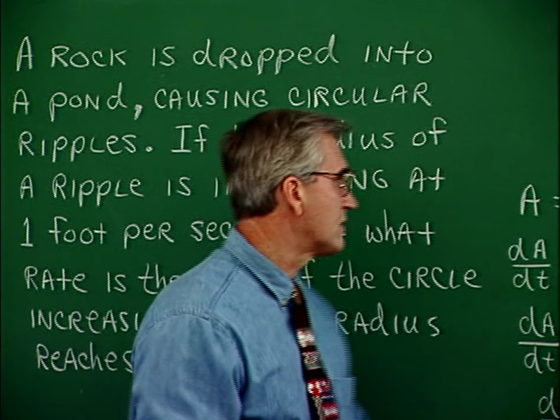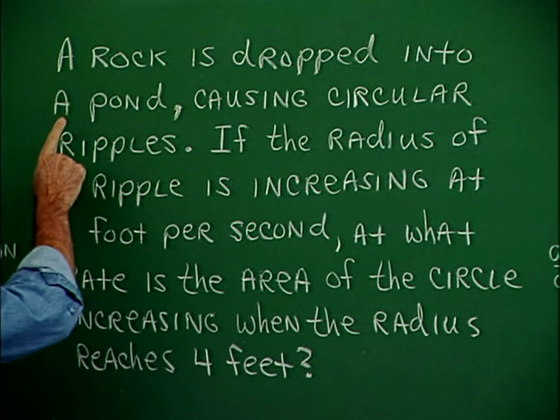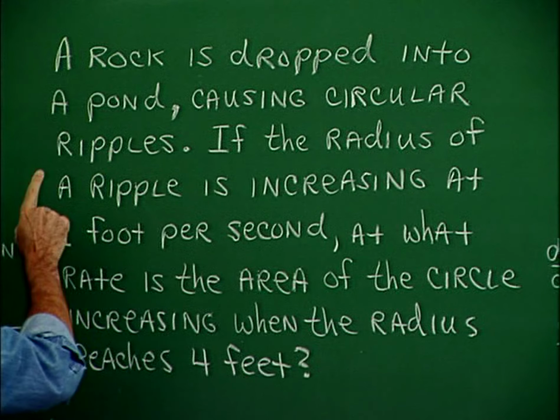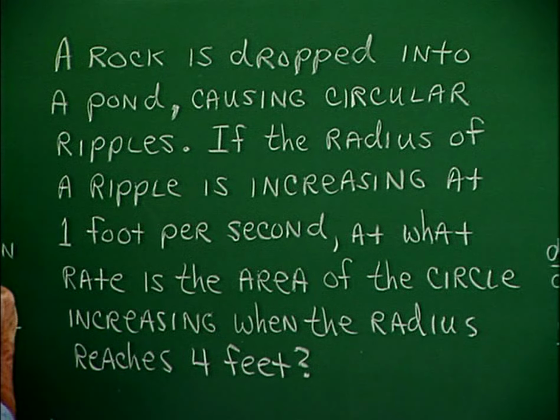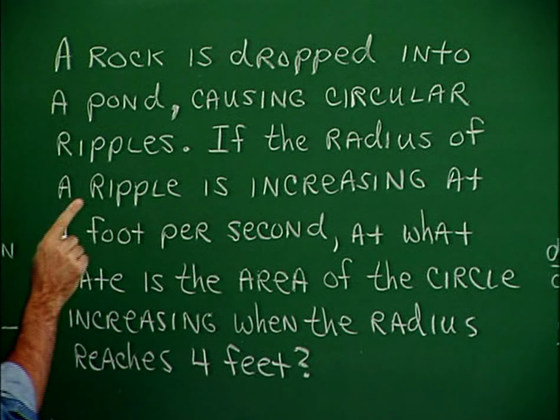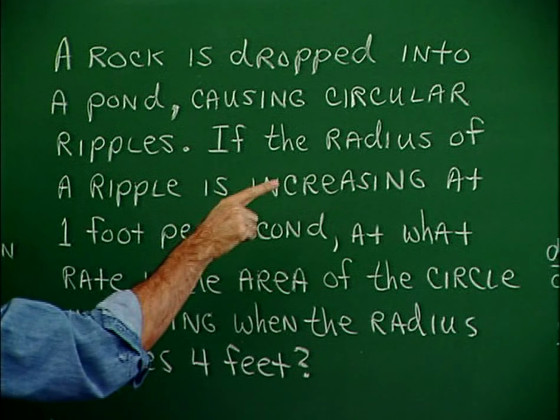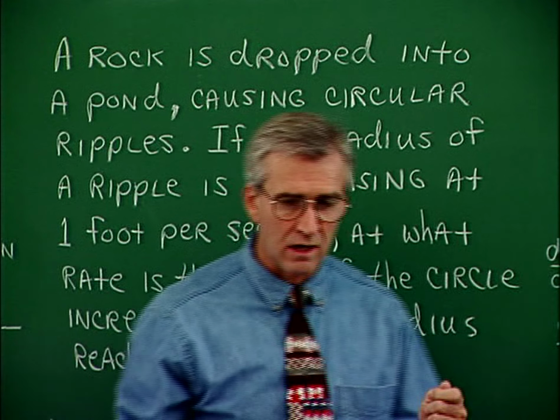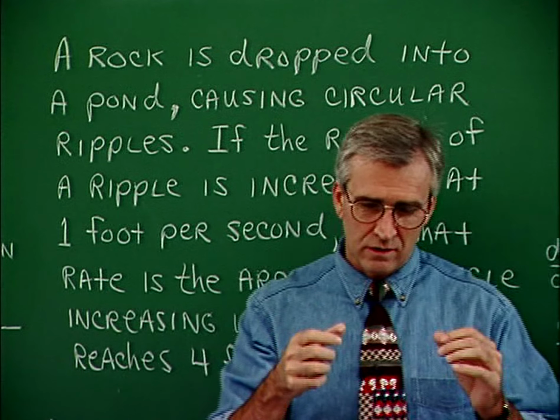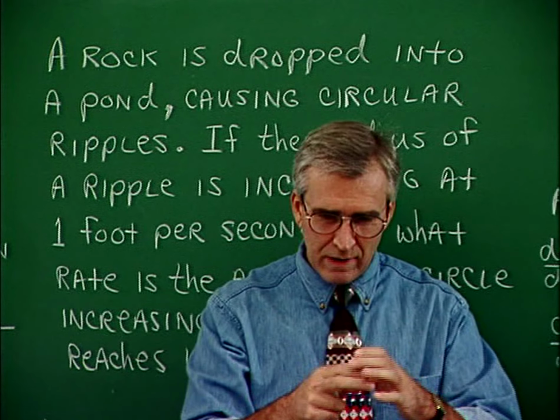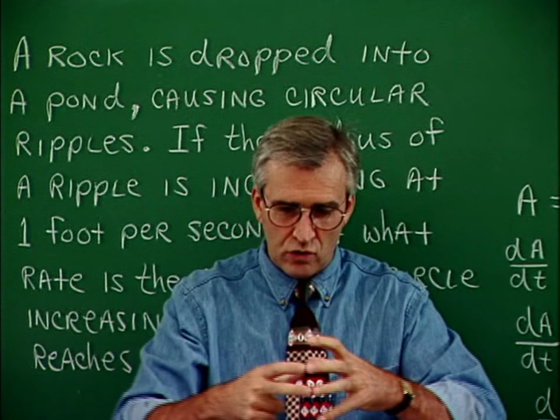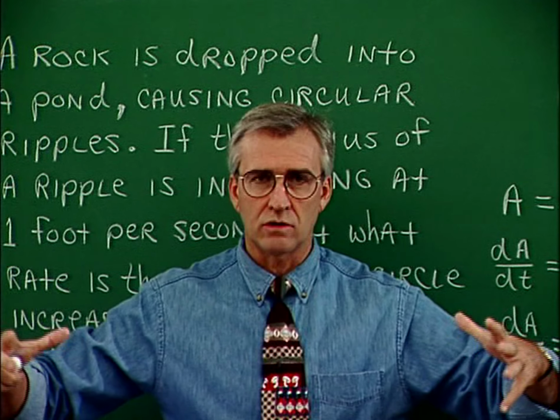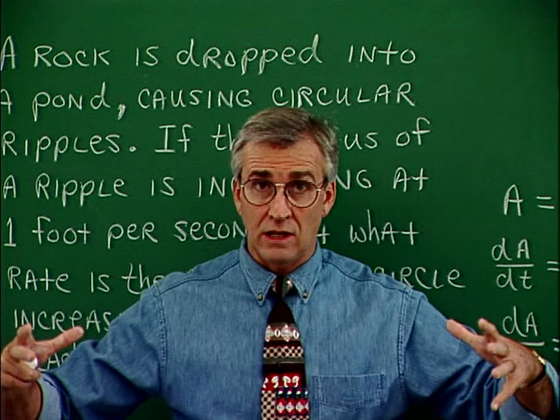Take this problem as an example. A rock is dropped into a pond, causing circular ripples. If the radius of a ripple is increasing at 1 foot per second. Now let's stop right there and talk about that. A rock is dropped into a pond, a splash is made, and here goes a ripple. It's a circular ripple that's coming out, going out from the center at a certain rate.